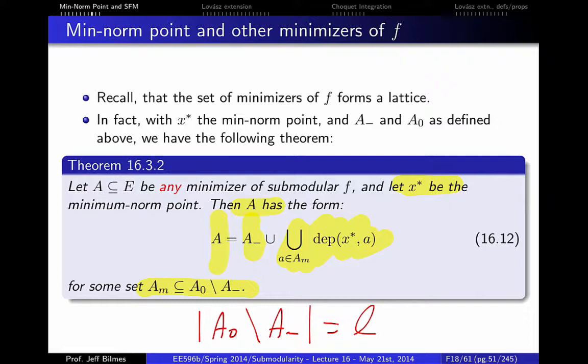So why do you think AM is the subset of A naught minus? Why not AM equal to A naught? Because that's the statement of the theorem. Because that's what's correct. I mean, we'll prove this theorem in a minute. You're asking why is this theorem correct? I will prove it to you.